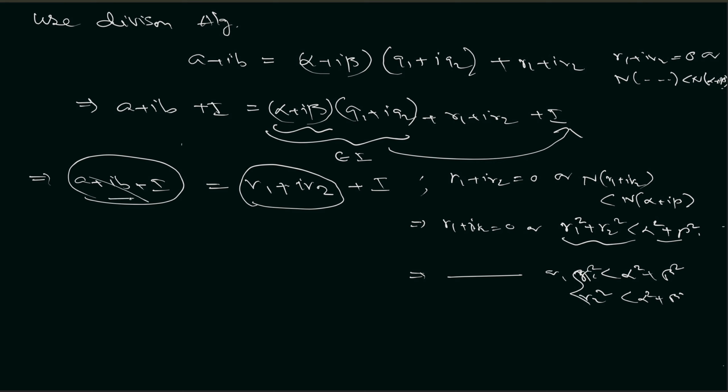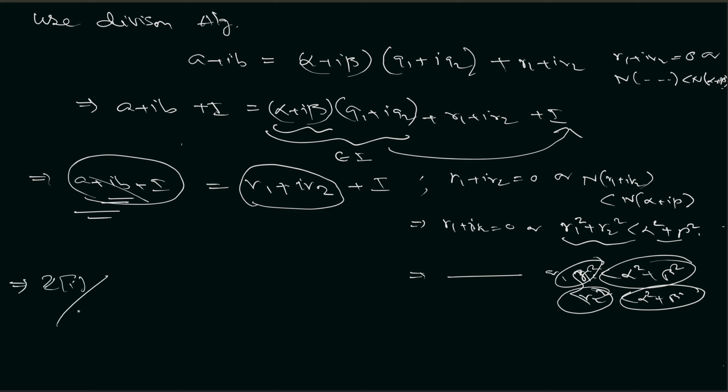That means your a plus ib has to be a finite number of choices, because this r1 is totally depending on here, and this r2 also, because there are only finitely many solutions you can have at most. So this means that Z[i] modulo the ideal generated by I, any such quotient, is always finite. Okay, it is always.